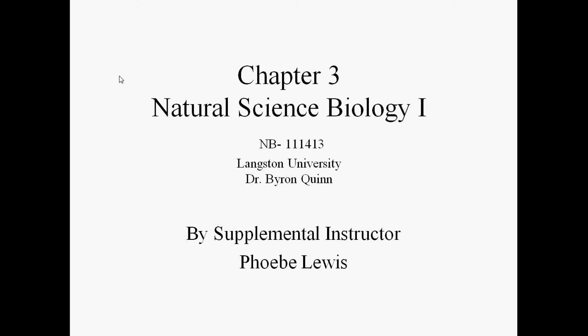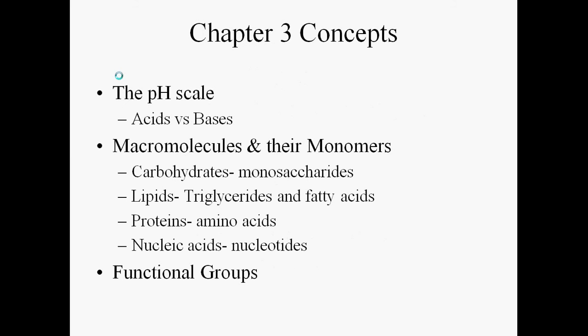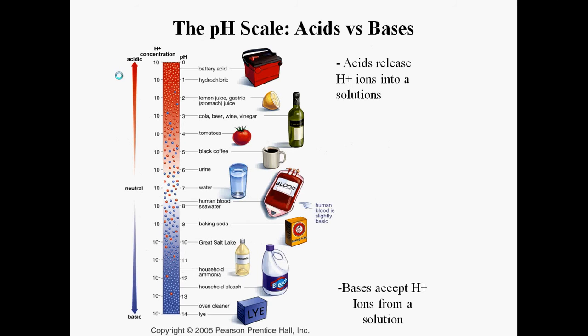This review video focuses on Chapter 3. Chapter 3 focuses on the pH scale. We're going to talk about acids versus bases, macromolecules and their monomers. We'll be covering carbohydrates, lipids, proteins, and nucleic acids, and briefly the functional groups. Now first let's talk about the pH scale.